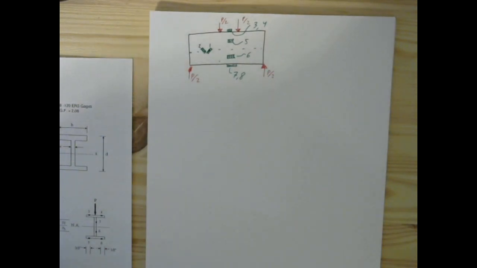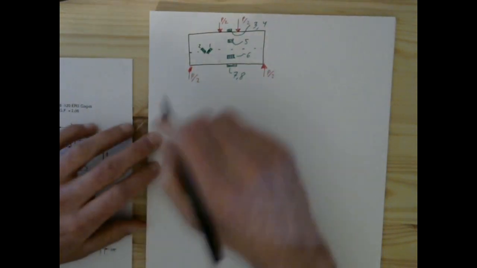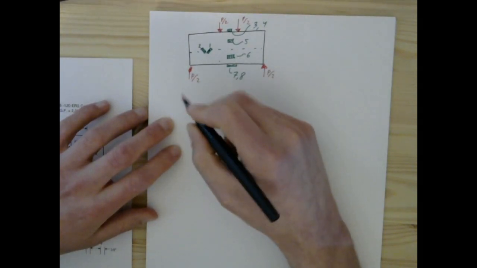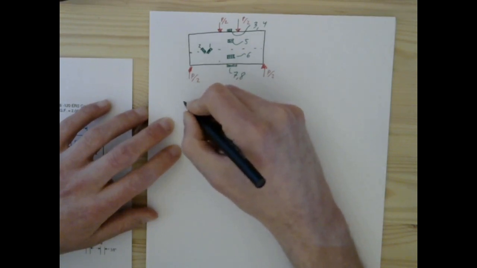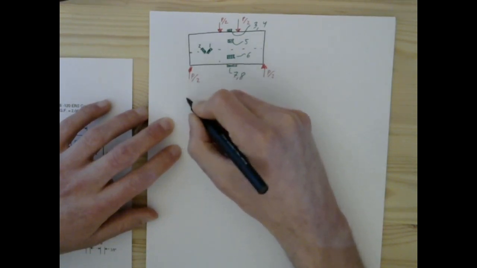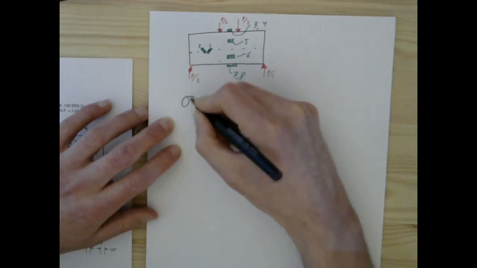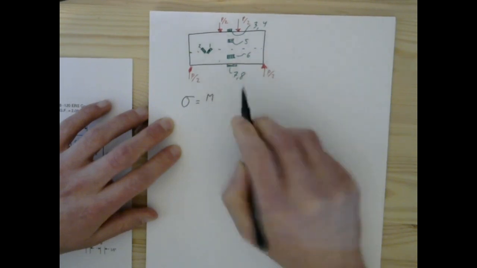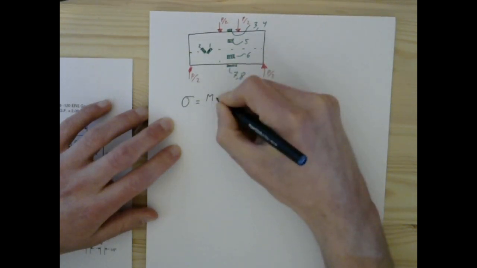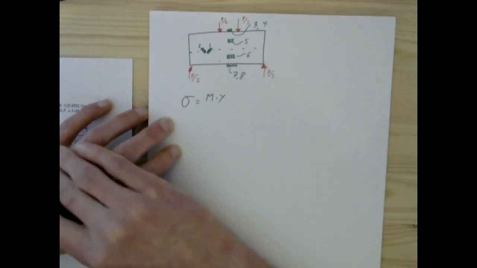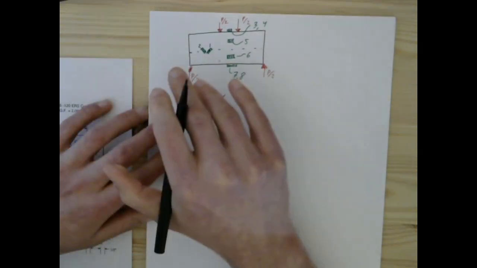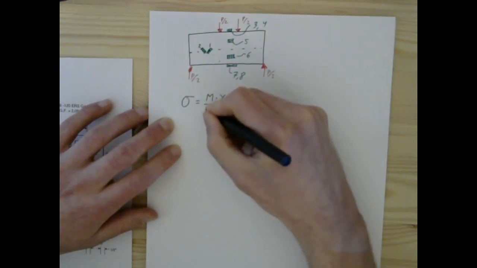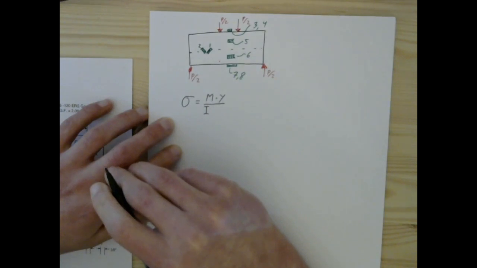When we're trying to determine what our theoretical strains are, we're going to use a couple of equations that by now should be very familiar to you. We're going to want to use our normal stress equation for bending moment. That's going to be that the normal stress is equal to the moment, which we said was constant from here to here, times the distance from the neutral axis to the point that we're considering, divided by the second moment of inertia.